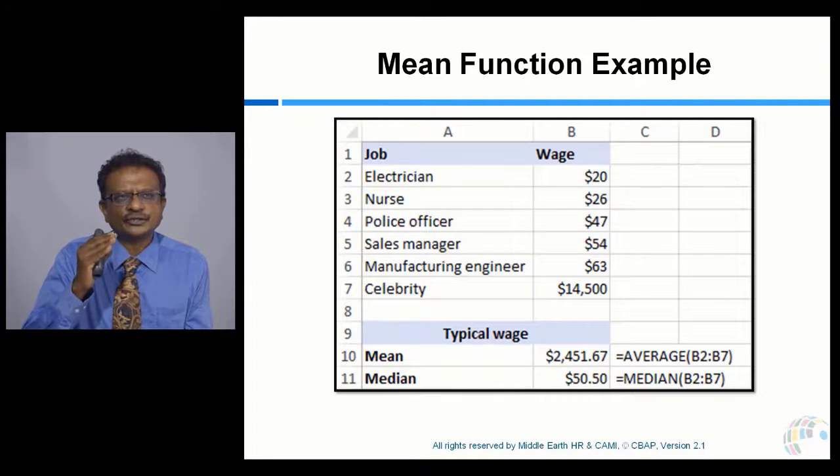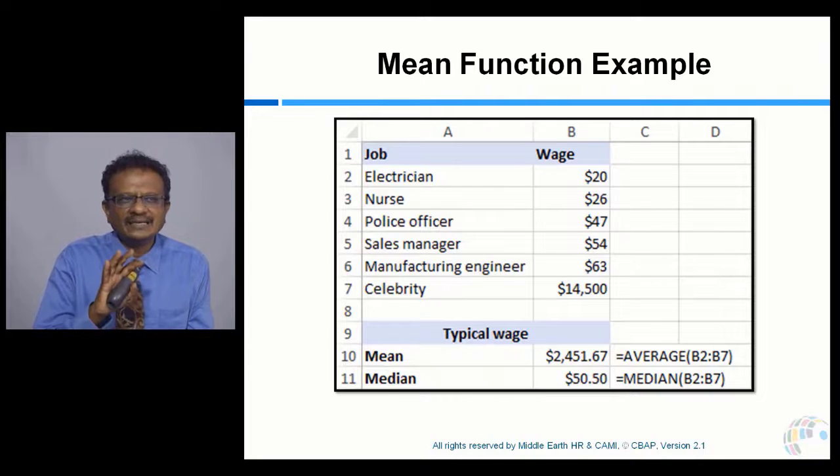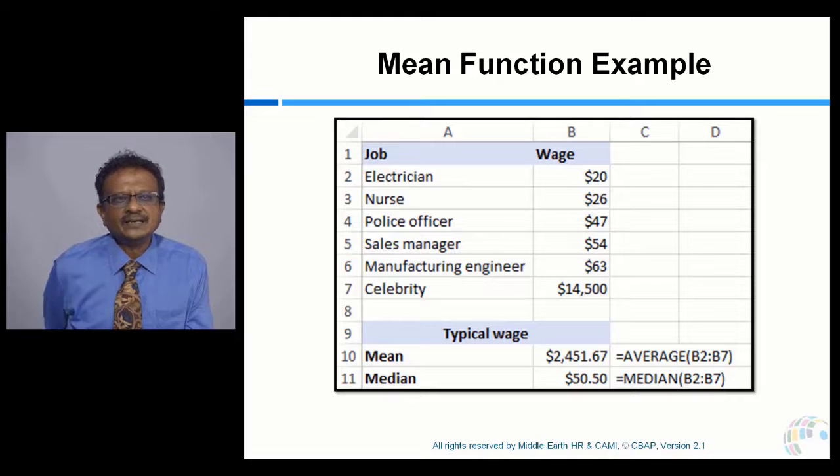So here, the average of 20, 26, 47, 54, 63, and 14,500. Mean value is 2,451. Now, in fact, if you see the median, it's more accurate. Let's look at median.